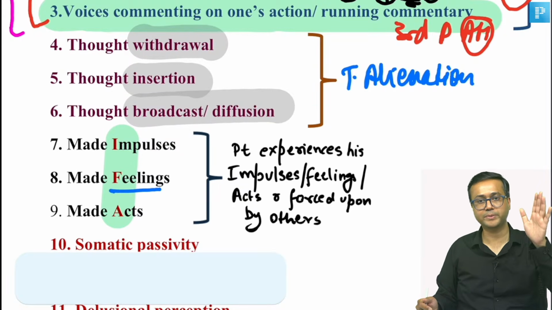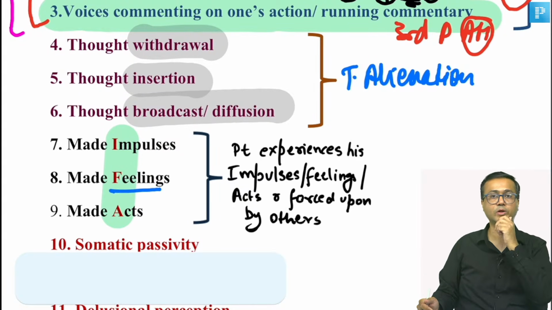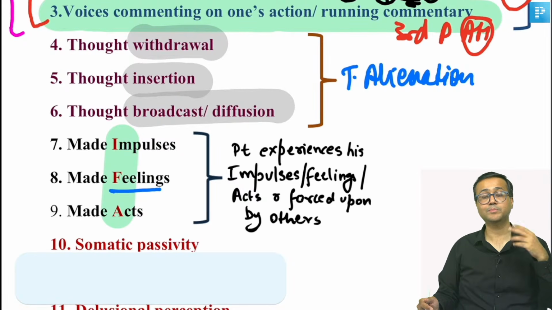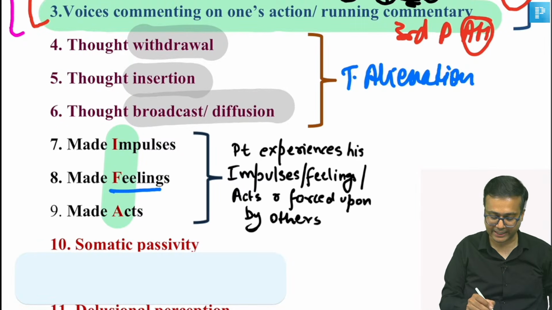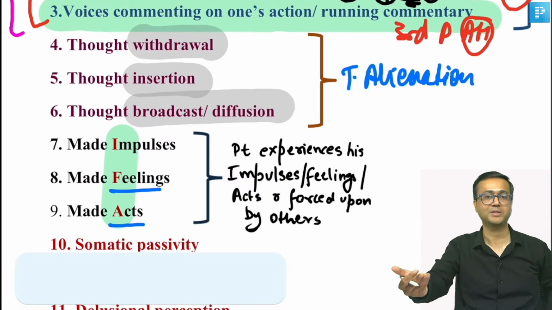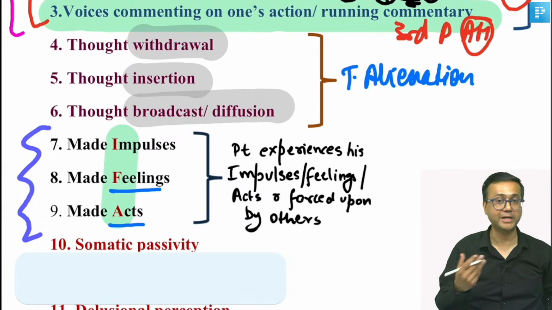Or let us say one patient has slapped another patient, you go and ask what happened, why did you slap? That person says that this action is not done by me. Somebody has made me do it. So this is made acts. So the feelings, impulses or acts are not mine, somebody is making me experience them. So, beta, this is the meaning of made phenomena.